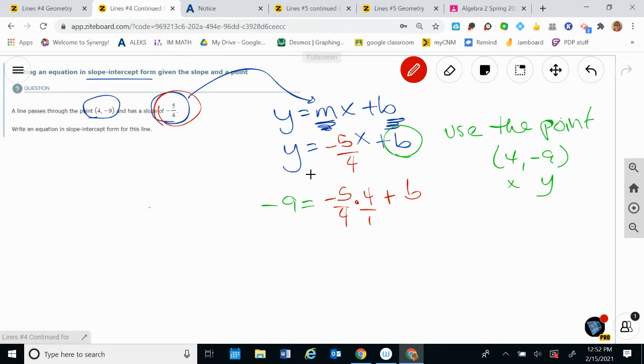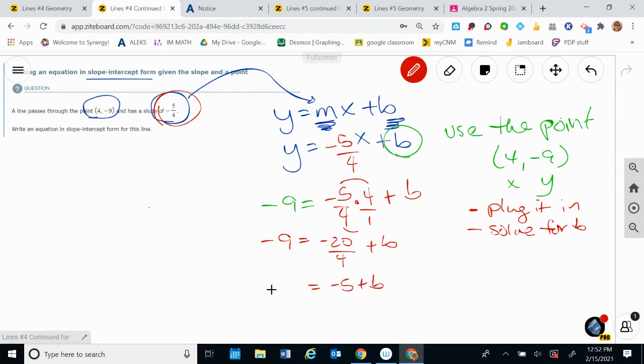All right, so we plugged it in, and then we get -9 equals this. So now all we have to do is solve for b. Okay, so use the point xy, plug it in, solve for b. So multiply. -9 equals, multiply here, -20/4 plus b. 20/4 is -5 plus b, right? Now you add 5 because you want to get rid of it, and you get b is equal to -4.